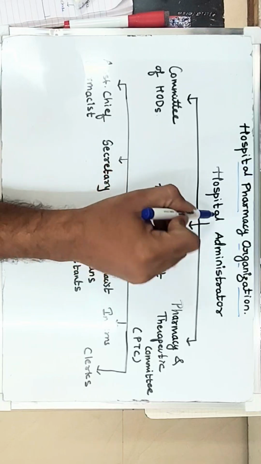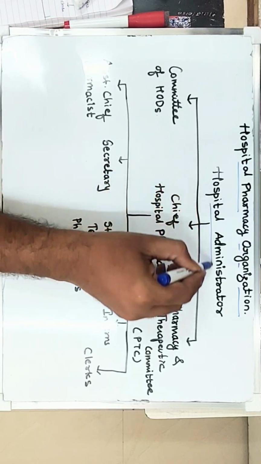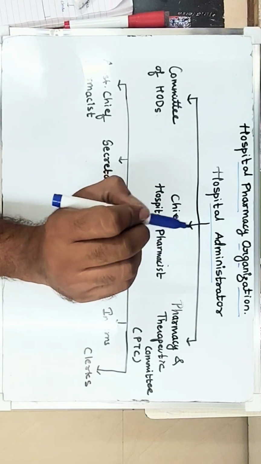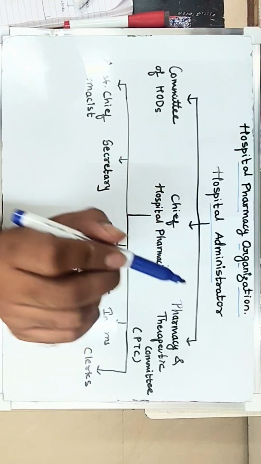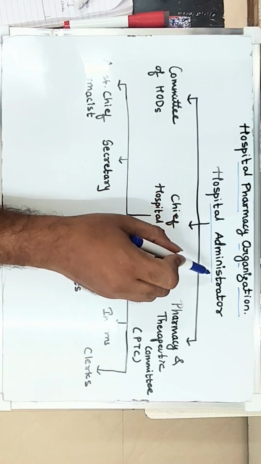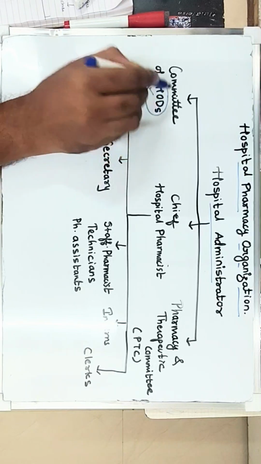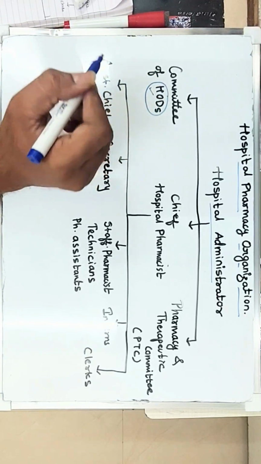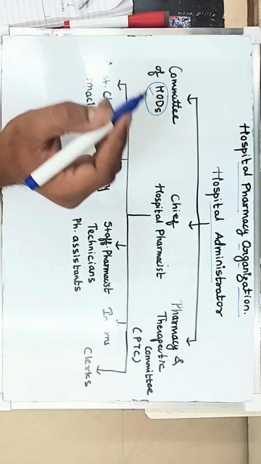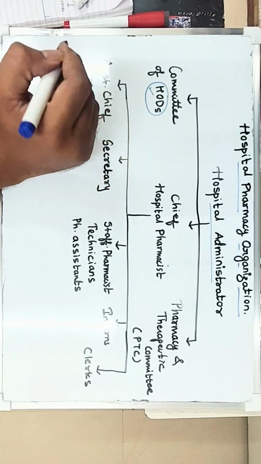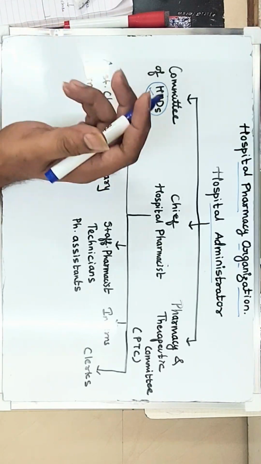Okay, so at the apex, at the top, there is a hospital administrator. The hospital administrator takes care about each and every activity of the hospital. Below the hospital administrator, there is a committee of all the HODs. When I say all HODs, head of the departments, it means in hospital there are various departments like diagnostic departments, radiology departments, then nephrology department, cardiology department, pediatric department.